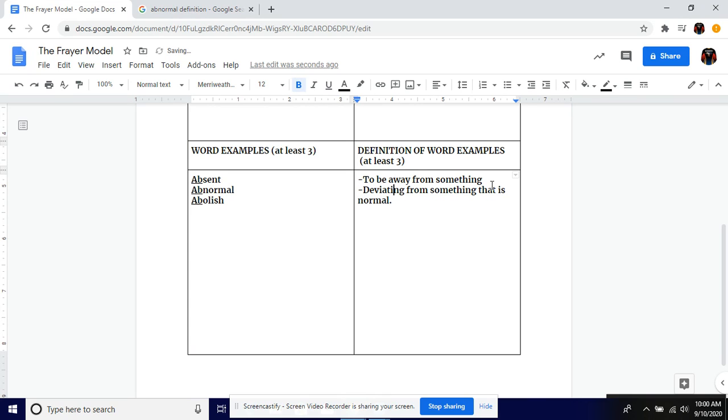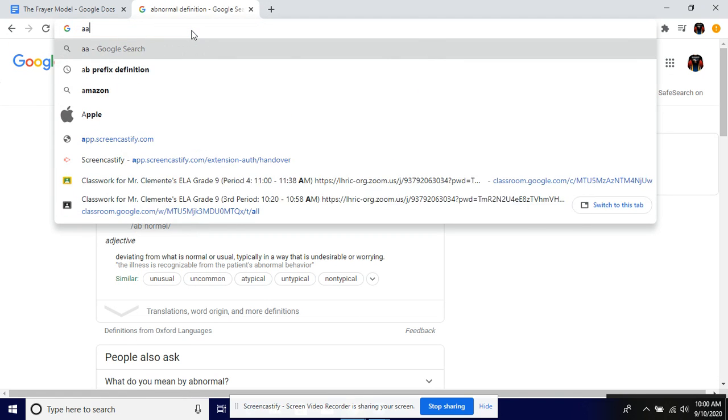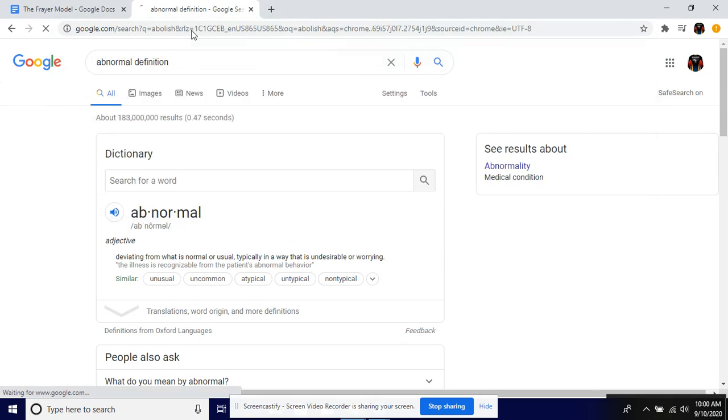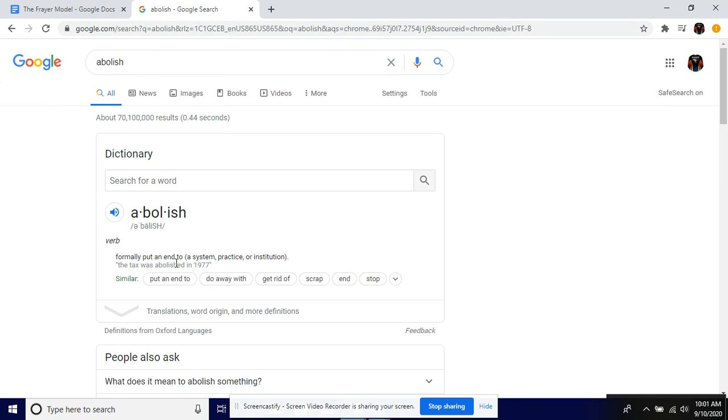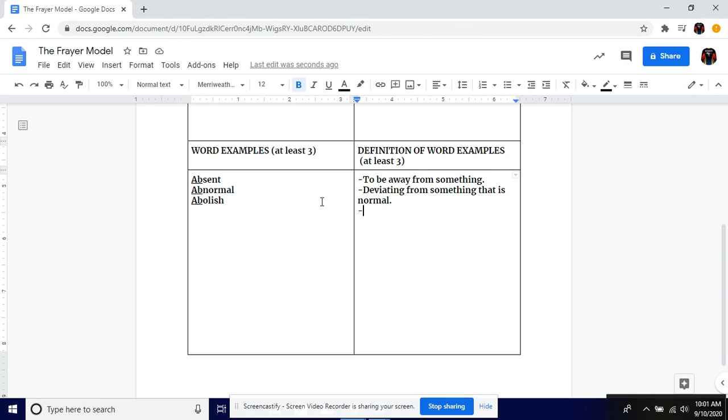And then finally, we have abolish. And abolish would mean to formally put an end to a system, practice, or institution. To put an end to a system, practice, or institution. And there you go. Short, sweet, and right to the point.